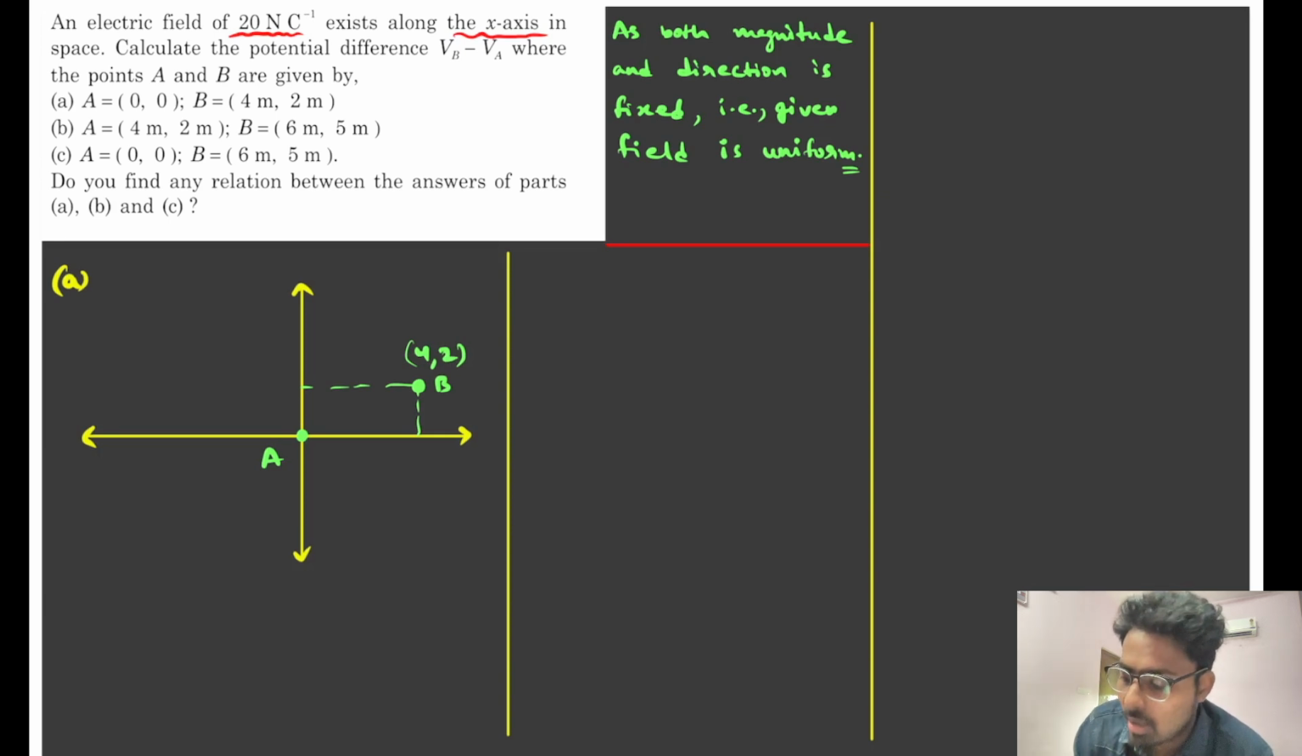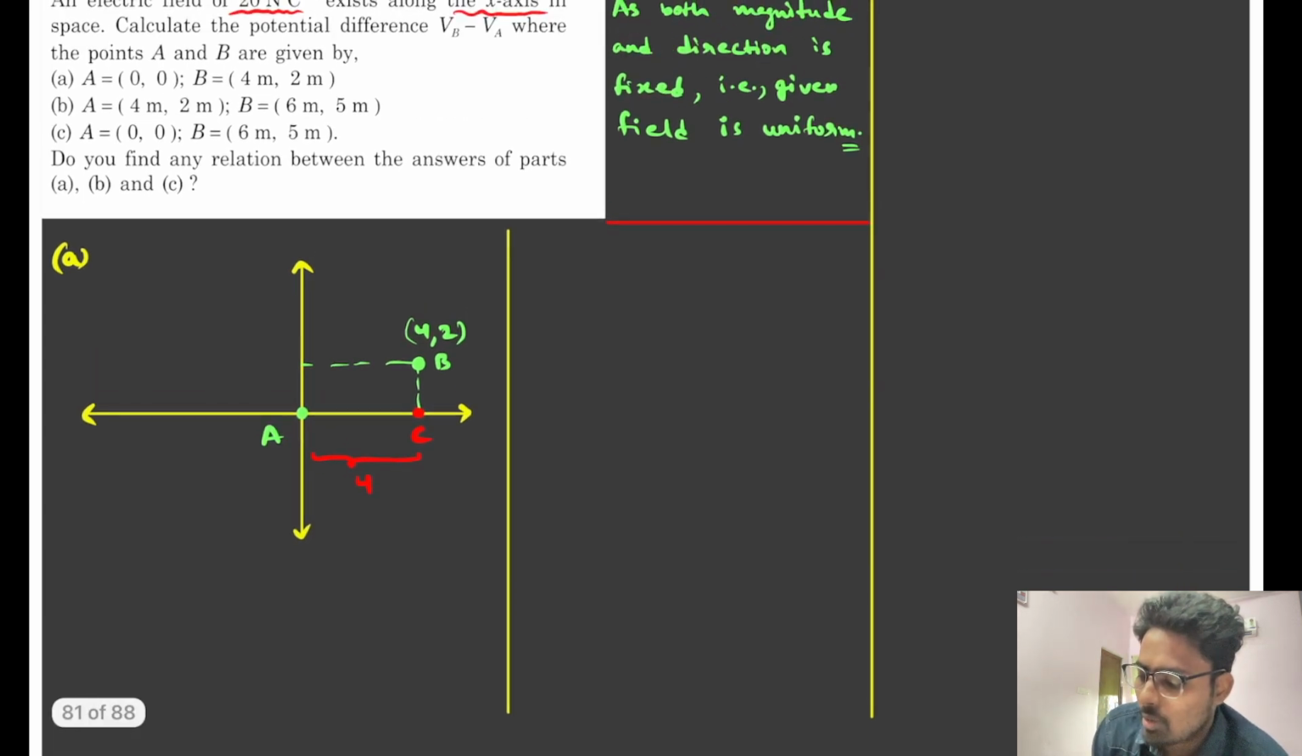So the potential of A and, I am keeping a new point here, the potential of C must be the same. And the distance between A and C is nothing but 4. Now you need to understand, as I said, VB equals VC.